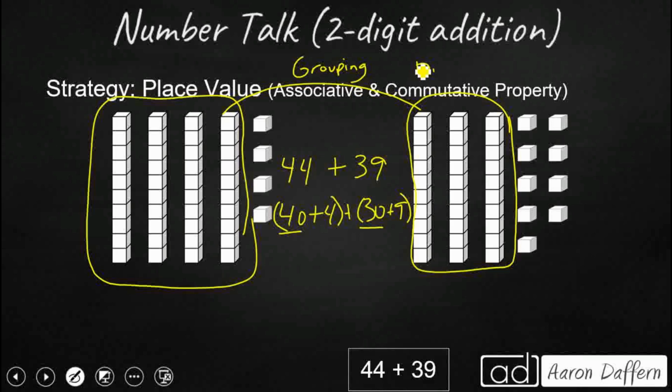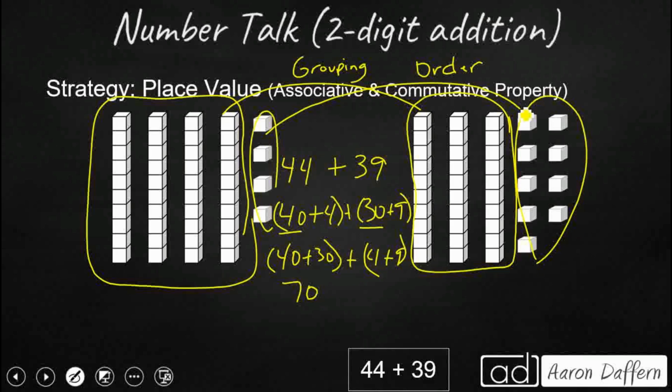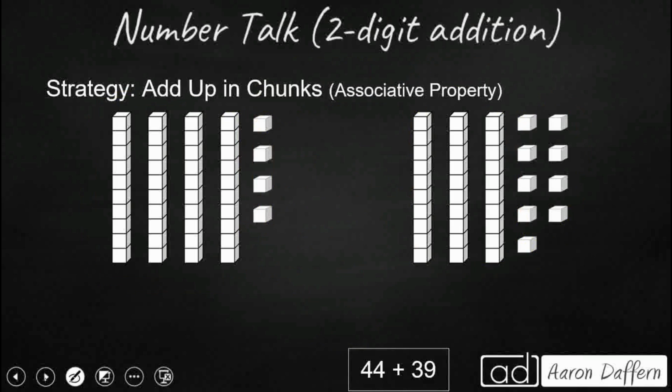We also need our commutative property to reorder. The commutative property tells us that 5 plus 8 is the same as 8 plus 5. You can switch the order of any addends. It's not going to change the sum. So I'm going to reorder them. So my 40 and 30, let's add those first. Grab my tens, that's 70. Then I've got my 4 and my 9. So then I'm going to add my ones separate. There's my 4, there's my 9, and that's just a basic fact. That's 13. And there we go, 83 once again.